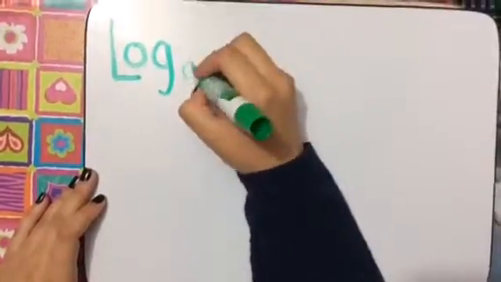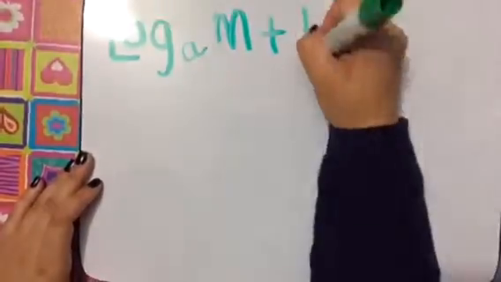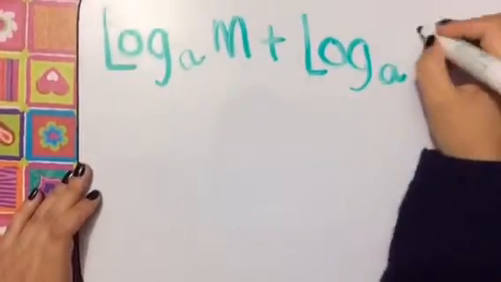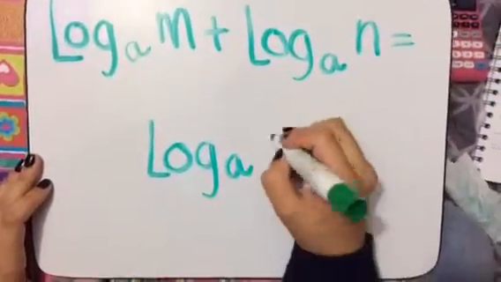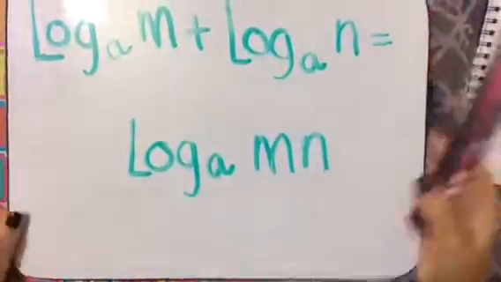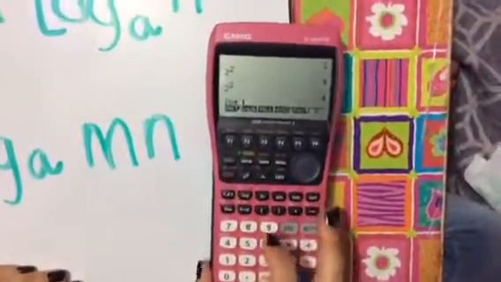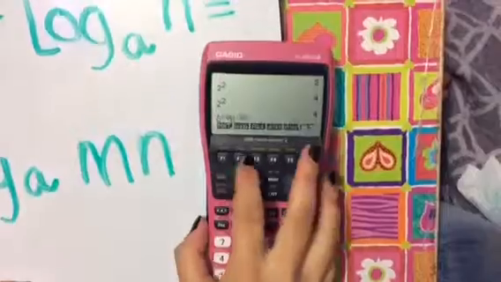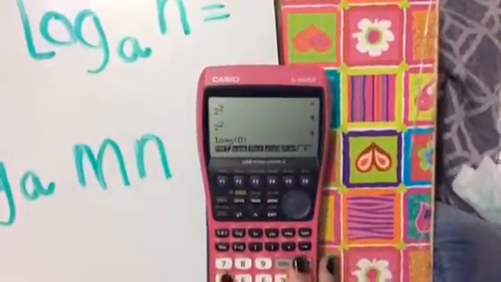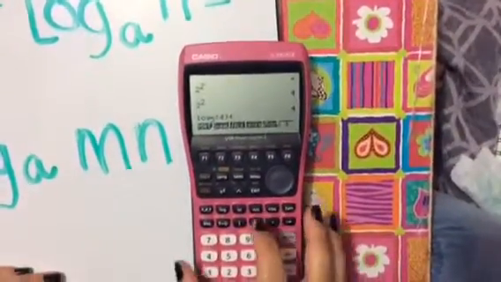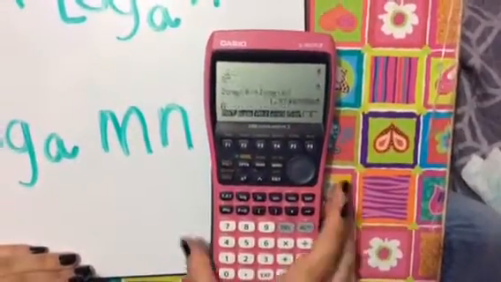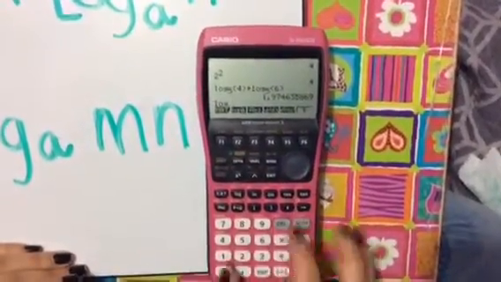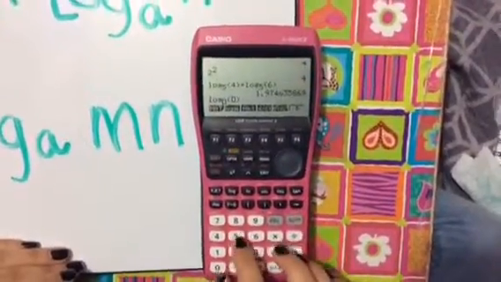Log with base A, argument M, plus log base A, argument N, gives us the same answer as log base A, M times N. As an example, we have log base 5 argument 4 plus log base 5 argument 6, which gives us the same answer as log base 5 with 24 as argument.